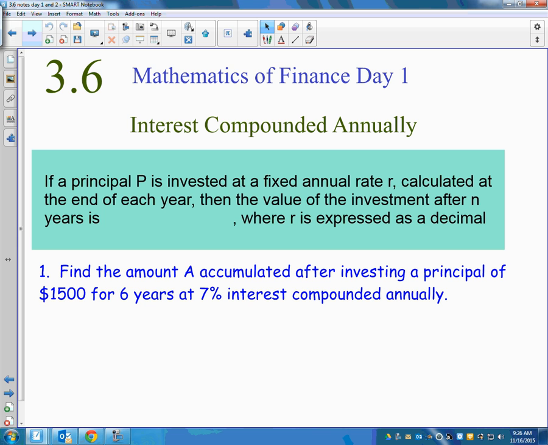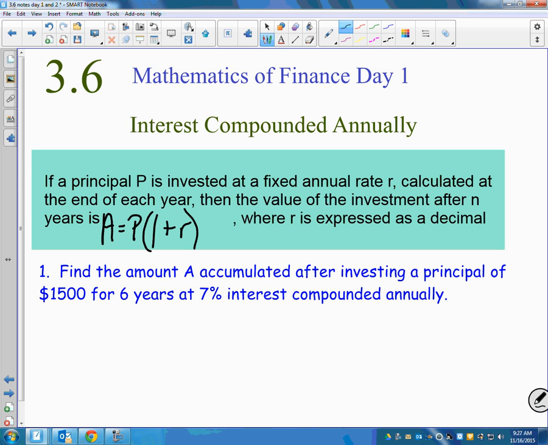So I have some formulas for you, all right? The first one is just interest compounded annually, and so look, I saved you lots of writing. It says if a principal P, and yes, principal, talking about principal money is spelled the same as principal in the principal's office, is invested at a fixed annual rate R, calculated at the end of each year, then the value of the investment after n years is A equals P times 1 plus R to the n power.